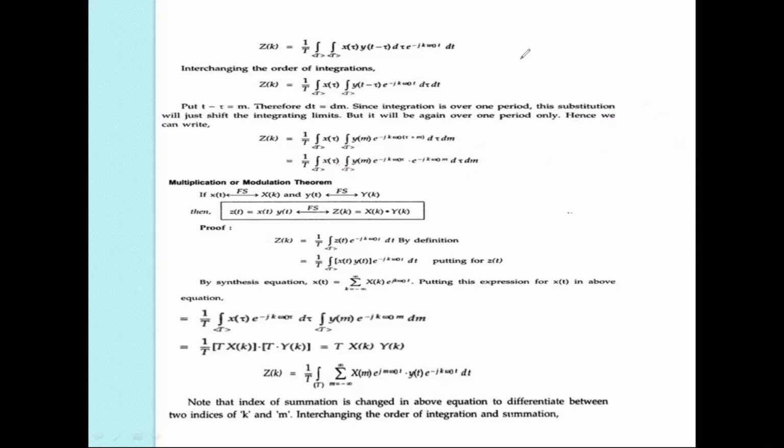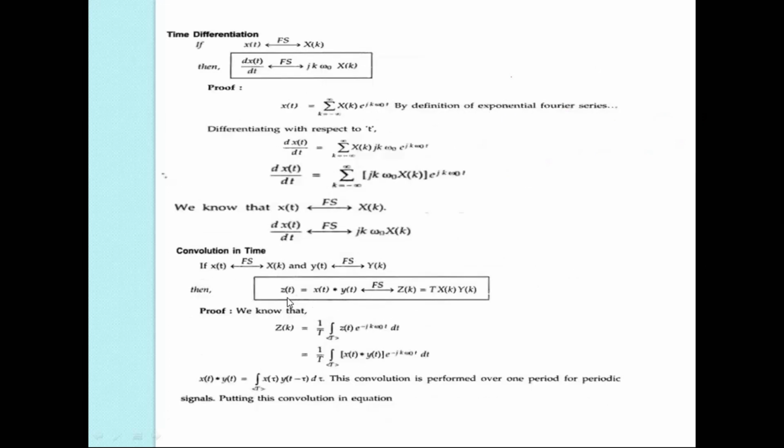Okay, my dear students. So here you have to prove that z of t is equal to x of t convolved with y of t. Apply the Fourier series for the convolution in time, and in the frequency domain it becomes z of k is equal to T into x of k, y of k. So it is a very important property.